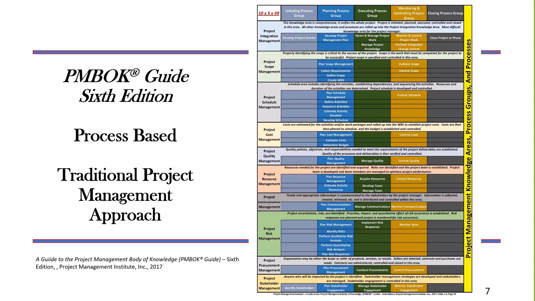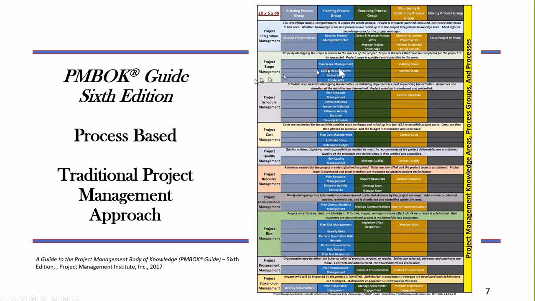In this, you can see that we have 10 different knowledge areas going down the left side. We have the 5 process groups going across the top. And then internal to this, we have 49 different processes that we use to help us initiate the project, plan the project, execute the project, monitor the project, and then ultimately close the project itself.